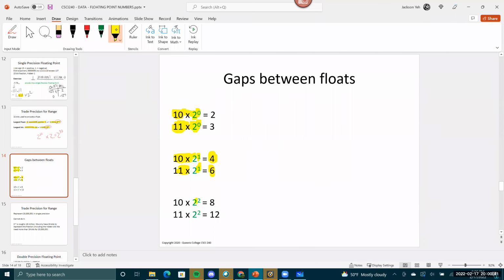Now, if I change the exponent again, I increase it to 2 to the 2. Look at the number. You see the gap between the numbers? Now I'm not able to represent the values 9, 10, or 11. Do you see that? So as my exponent increases in size, and how many bits do you have for your exponent? You have up to times 2 to the 127. So the exponent can get very, very large.